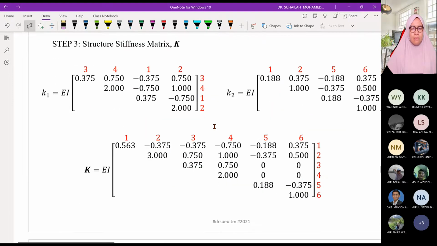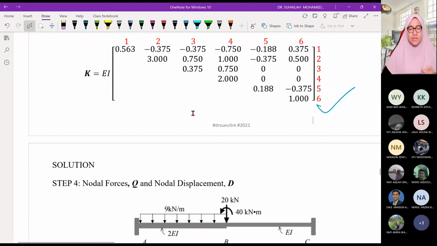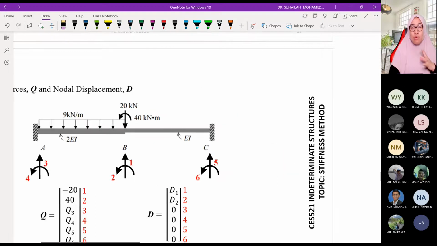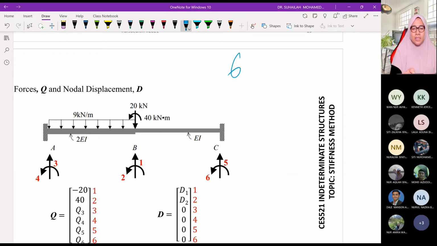Then combine, and we get this for the structure stiffness matrix. In this case, it is here. That is why when we label, we must label it correctly, right at the start when we first label. So there are 6 degrees of freedom. Split into QU and DU.